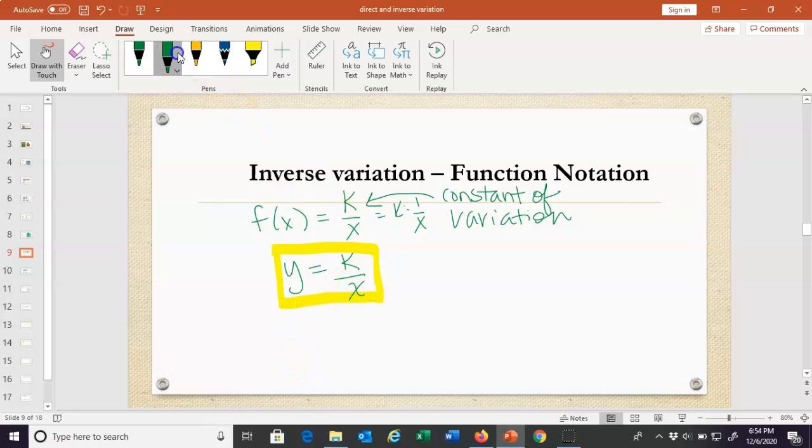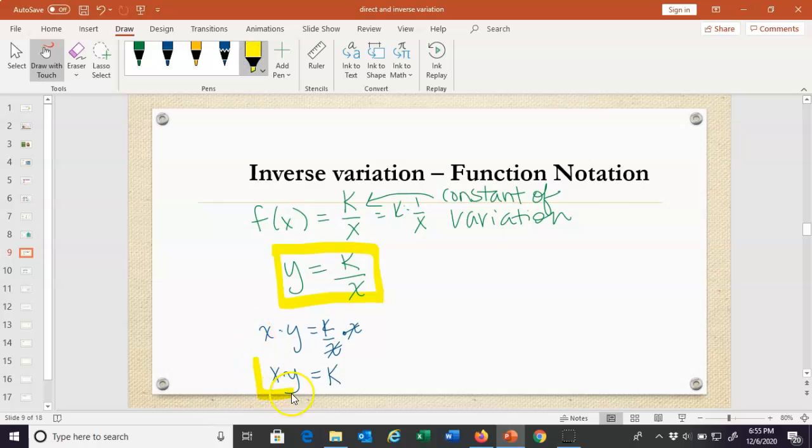Okay, so let's solve for k. So if we have the general form, how could we get k by itself? We got to get rid of the x. So this is divided by x. What's the inverse of divided by? It's multiply. So these will divide out, and you're left with k equals x times y.